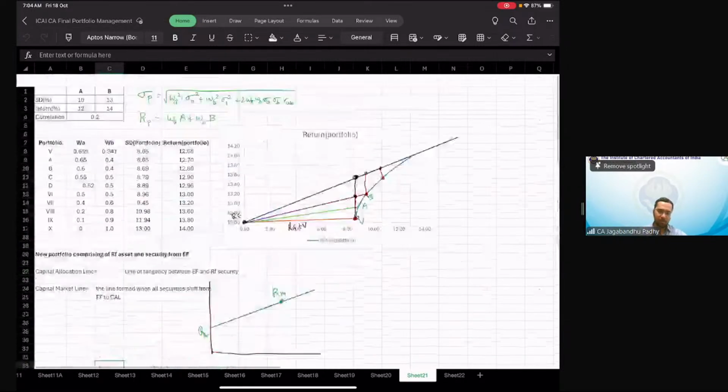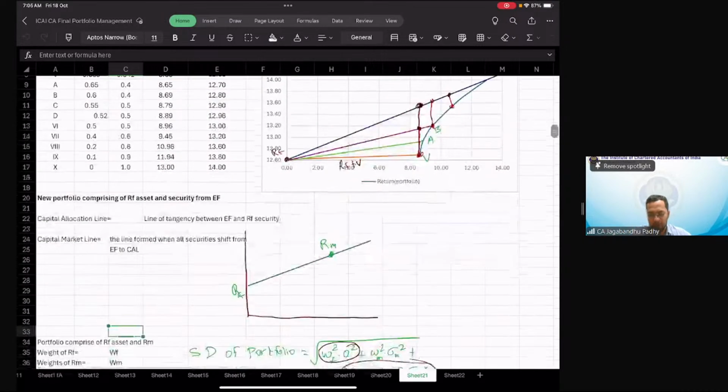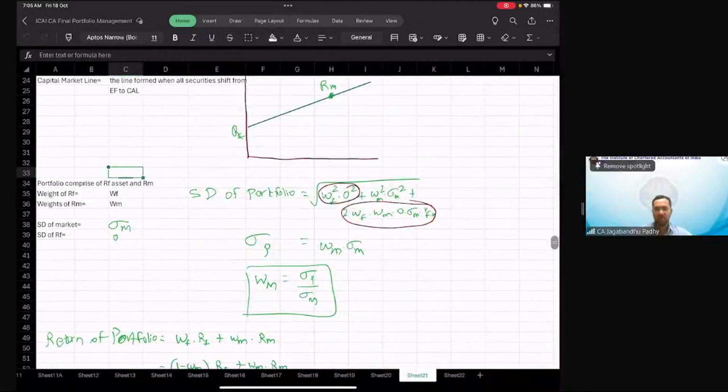Then we simply went ahead and understood that it's better to create a portfolio comprising of risk-free security and the securities on the efficiency frontier, that gives us a more efficient portfolio as compared to what we can observe on the efficiency frontier. So that line was called the capital allocation line. And as the market shifts towards the capital allocation line, that same line becomes the capital market line. And we found that this particular line was a portfolio of the risk-free security and the market portfolio.